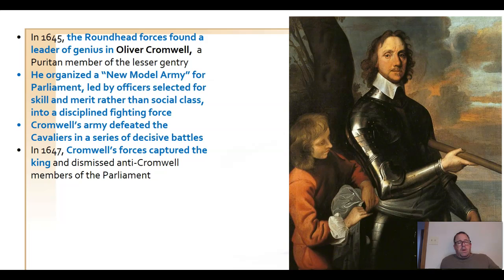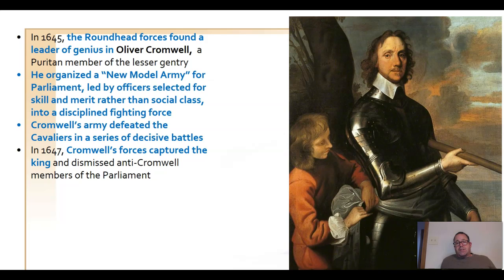And what is pretty interesting is a reform that he introduces into the military, and that is that officers are going to be selected based on merit and skill rather than their social class. So this is the first time we've seen this happen anywhere in Europe. It'll take time for this to catch on, but before long, merit will be utilized by militaries across Europe.